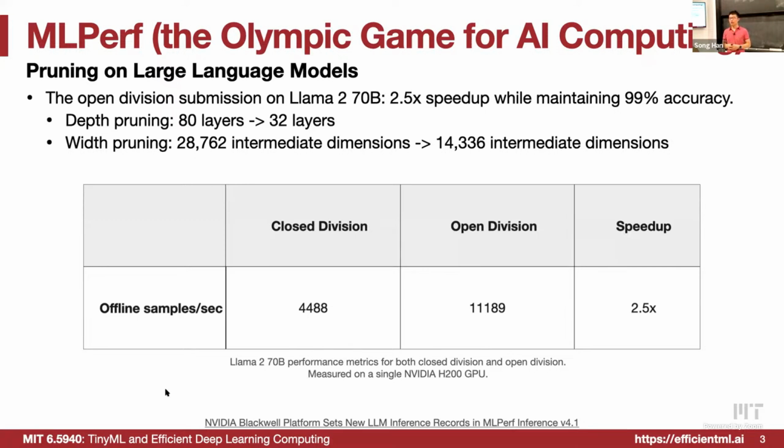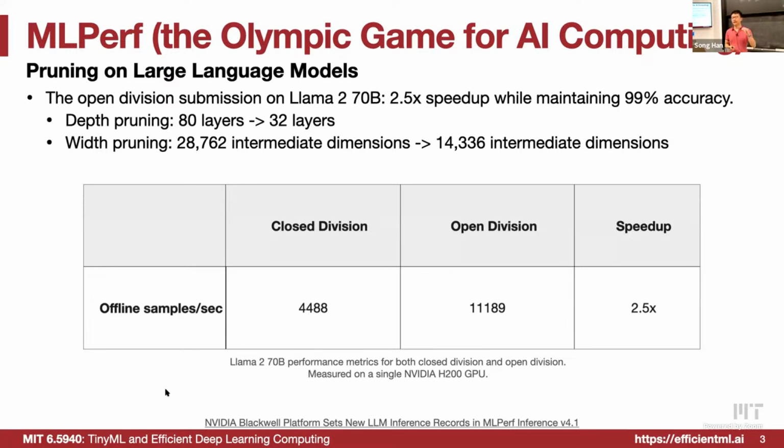This is the latest benchmark from the NVIDIA Blackwell platform, which was just a few weeks ago in late August. In the closed division, the offline samples per second can reach 488 tokens per second. This is the Llama 2 70B parameter large language model running on a single NVIDIA H200 GPU. In the open division, on the second column, the throughput increased to more than 11,000 tokens per second. This is a big improvement. And how is that achieved? That is actually using the techniques we are going to learn in this lecture about pruning.